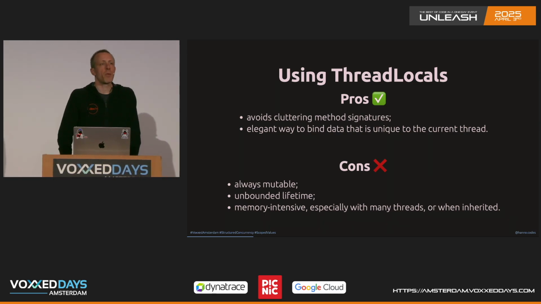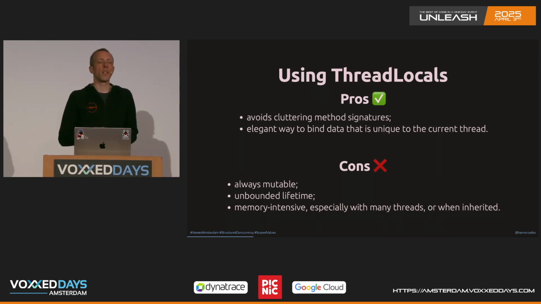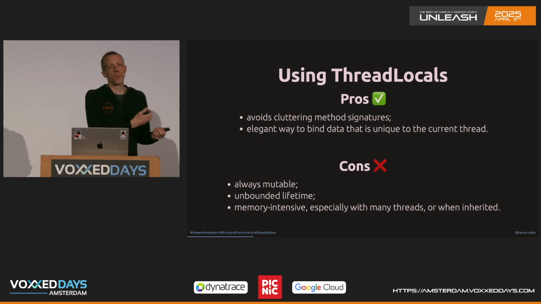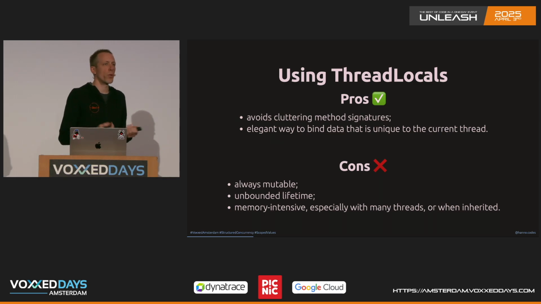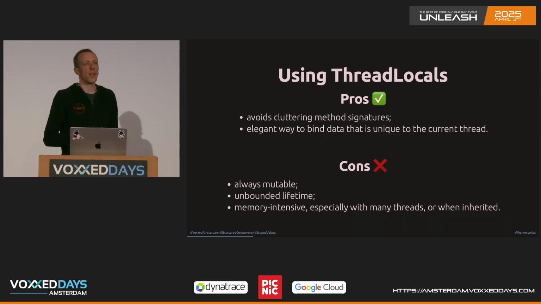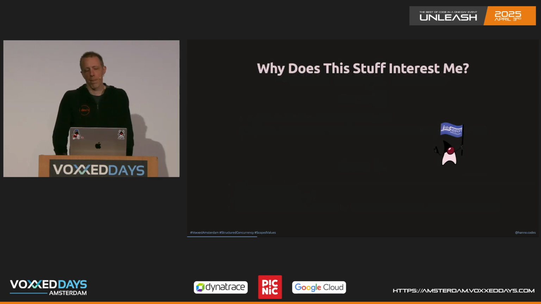And they can also be memory intensive, thirdly, especially when you're using many threads or when you are spawning child threads from parent threads. Because if you start a new thread from the first thread, then the ThreadLocal variables will be copied from thread 1 to thread 2, meaning that there's redundant storage needed to make sure that ThreadLocals travel from parent threads to child threads. So that's also a bit of a risk.